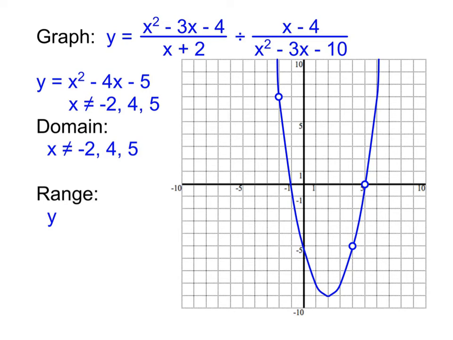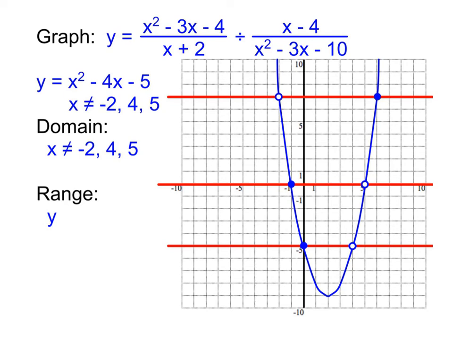Range, of course, deals with y. If I did not have any restrictions in this problem, remember what your range would look like. Because range, without any restrictions, we'd say, well, it starts down here at -9, and it's going up from there. So we would normally have said y is greater than or equal to -9. But we want to see what it's going to be doing here with these holes in the graph. And what does that change along the way? So here's a line through each of those holes.